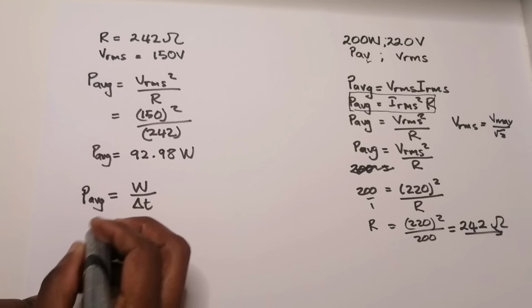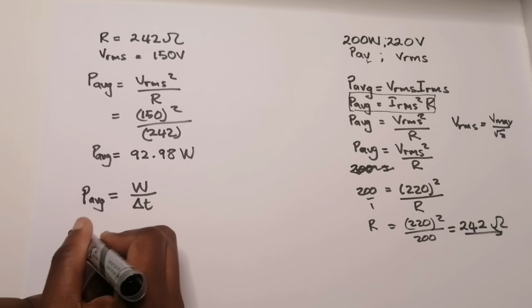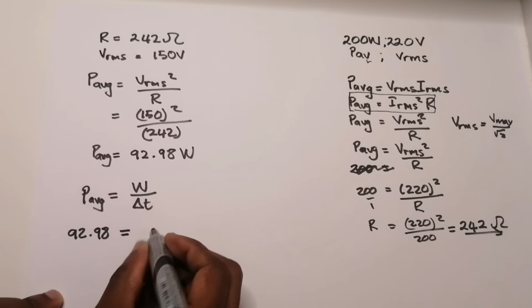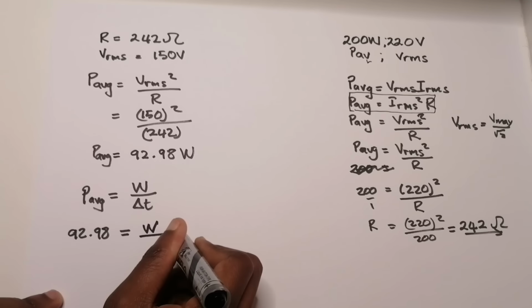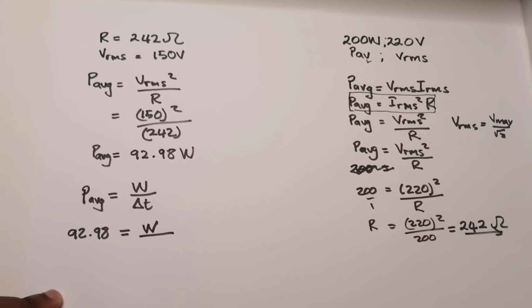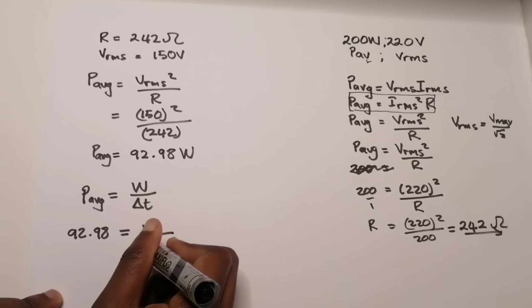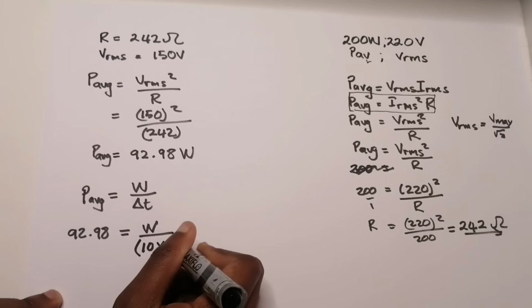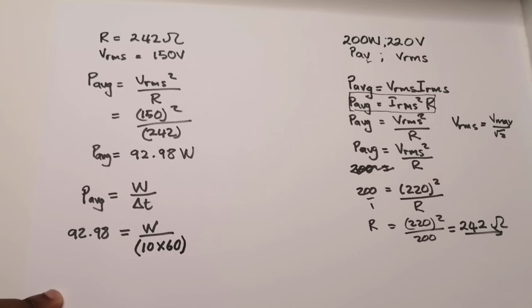So let's substitute now. Average power, we said that's 92.98, which is equal to work done, which is what I want, divided by the time, which is 10 minutes. But how do I convert minutes into seconds? You're right, we multiply by 60. There are 60 seconds in a minute. So I want to convert that into seconds. So that's 10 multiplied by 60.